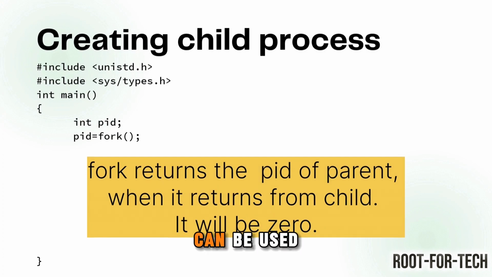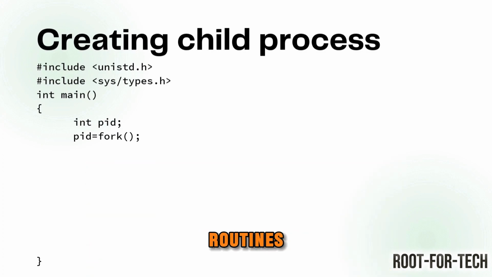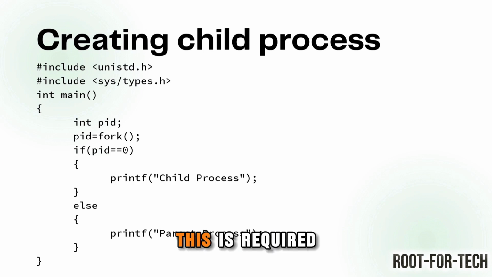This return value can be used to identify the child process routines and thus create a separate branch of the main program. This is required if we are to run a separate set of routines inside a child process. This is shown here.